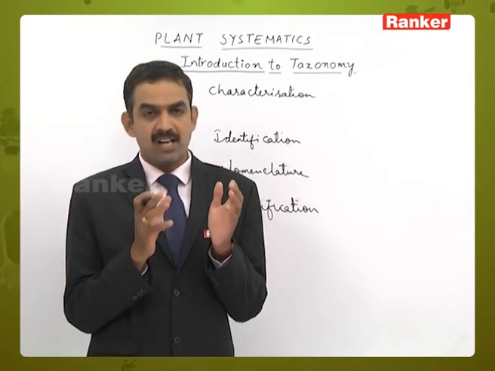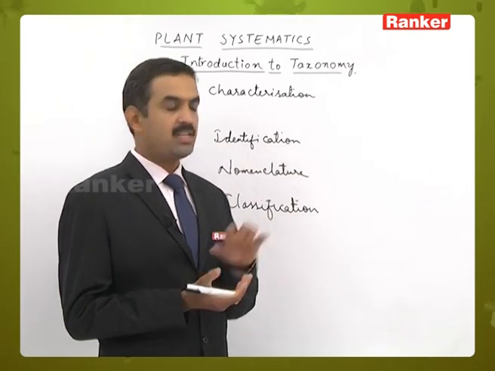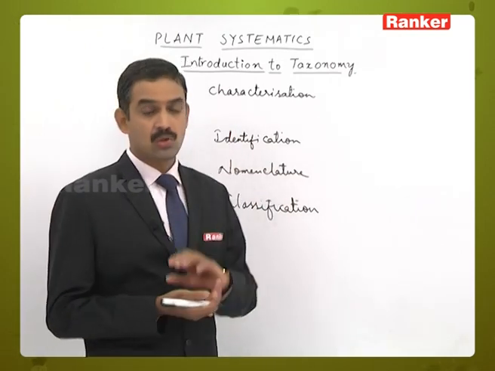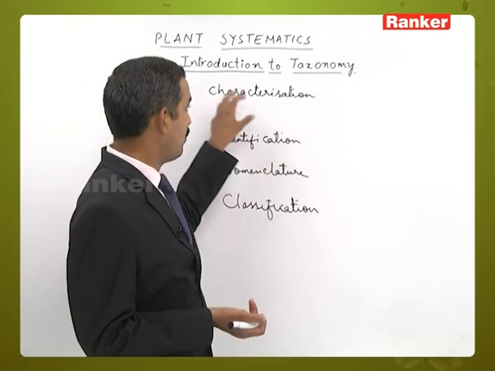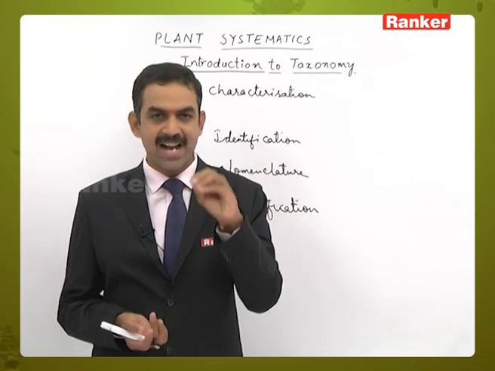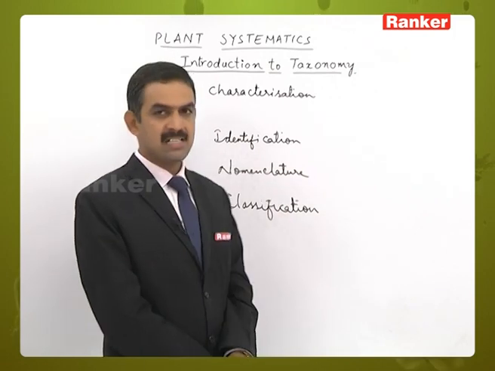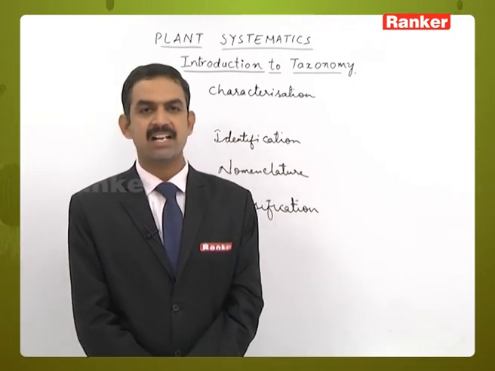Likewise, there are many characters related to each and every aspect of the plants. That is what we call characterization. When we know the characters of any living organism or a plant which we have observed, then only can we identify the plant. That is the second concept, identification.